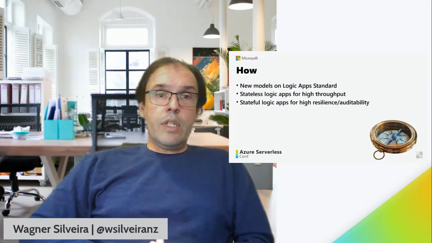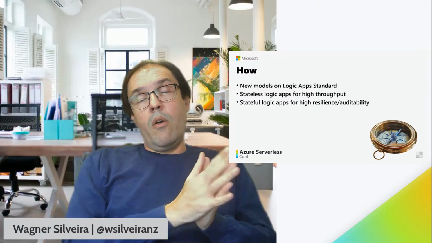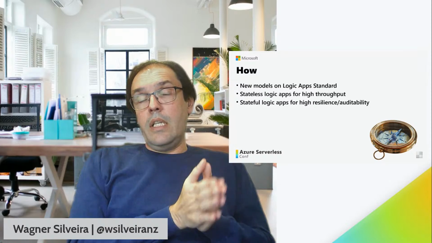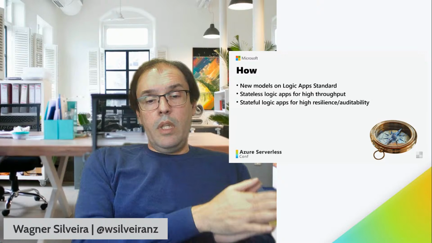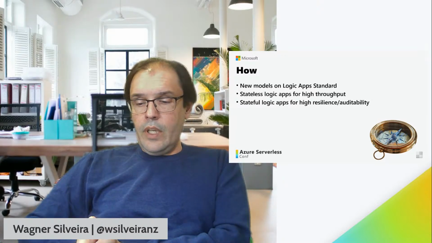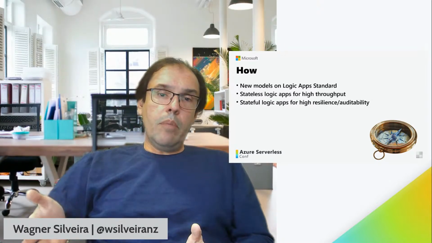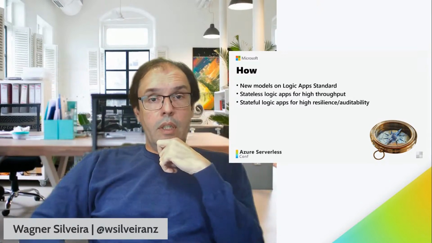And stateful logic apps is going to give you high resilience, so auditability is going to allow you to actually have resilience in this case, the ability of resubmitting messages without the requirement of your source having to send the trigger again, and auditability from the point of view that you know exactly what's happening on each one of the actions.